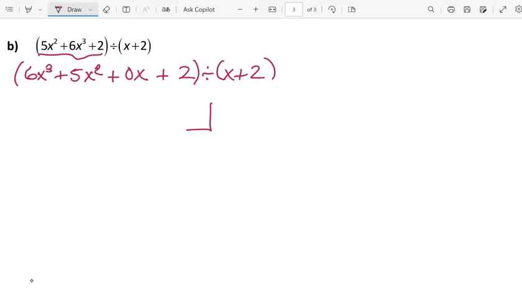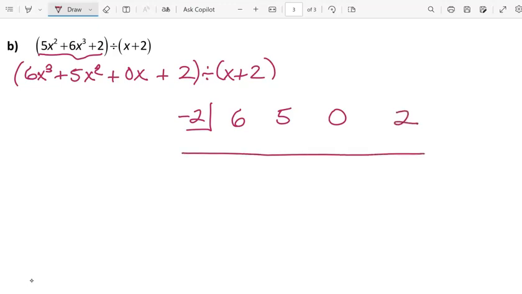So when we set up our synthetic division, I'm going to place a negative 2 in the box. That's the number that when we replace x with it gives the divisor a value of 0. Negative 2 plus 2 is equal to 0. Now I'm going to place the coefficients of the dividend right next to that. So we start with a 6 on the x cubed term, 5 on the x squared term, 0 for the x term, and 2 for the constant term. Skip a line and draw a line.